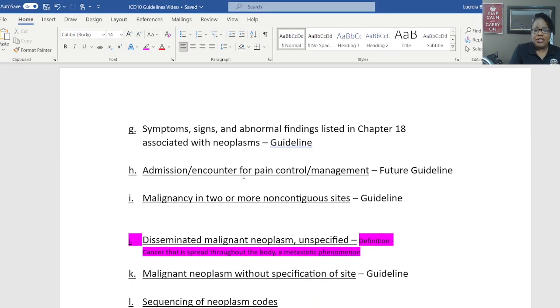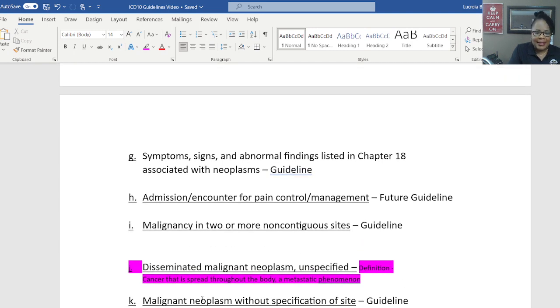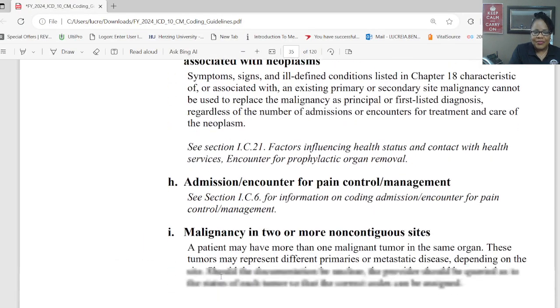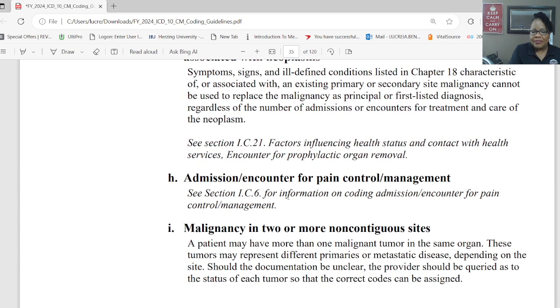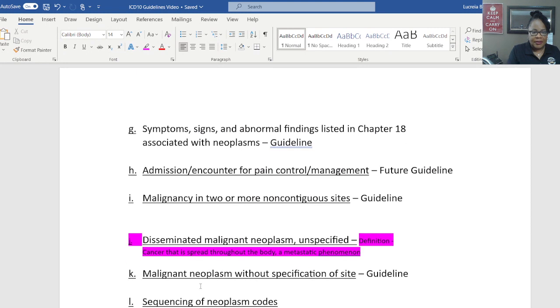H, admission or encounter for pain control. Now here, notice it says that this guideline is in a future guideline. It tells us to go to I.C.6. So it means we're going to cover this pain control management in a later guideline. Let's go to I. Malignancy in two or more non-contiguous sites. Remember earlier we said contiguous, where they join so close you don't know where one ends and the other begins. But this says when the malignancy is in two or more non-contiguous sites.